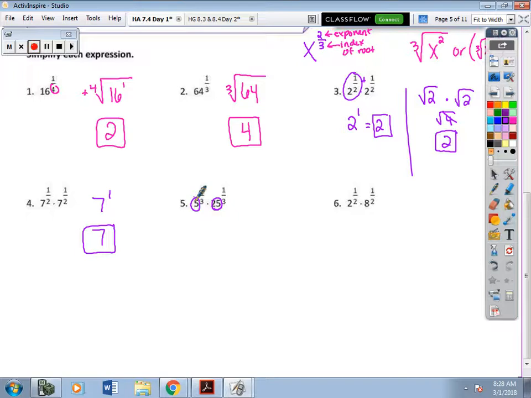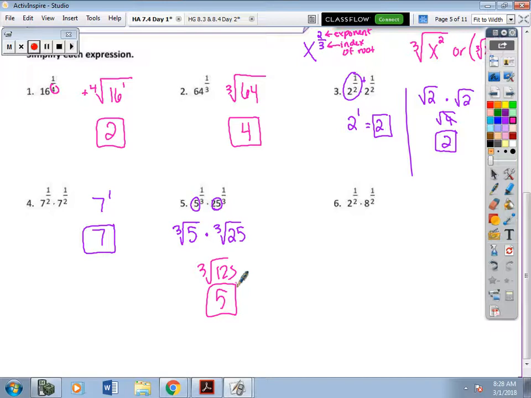So I would just go to radical form. So this would be the cube root of 5 times the cube root of 25. And then we know we can multiply roots if they have the same index, which this does. So we can multiply our 25 by 5. And then what do we get? Garrett? Good. Cube root of 125, which is 5.